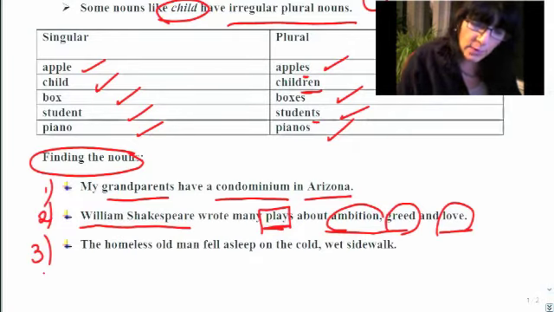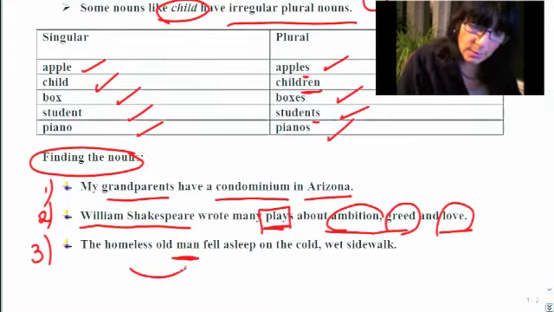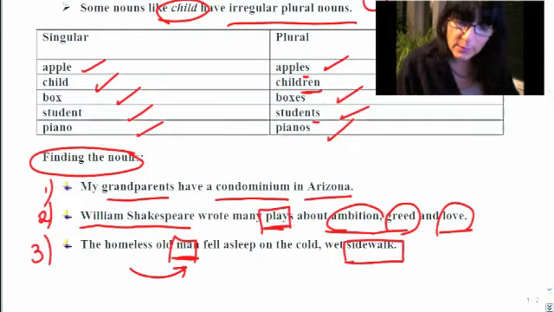And in the last and final example, the homeless old man fell asleep on the cold, wet sidewalk. Well, man, not homeless and old because they're describing man. They'd be called adjectives. But man would be a noun because it's a person. And there's only one other noun in this sentence, and it would be sidewalk. It's a thing. It's a place where he fell asleep.